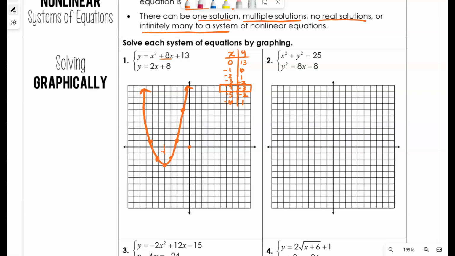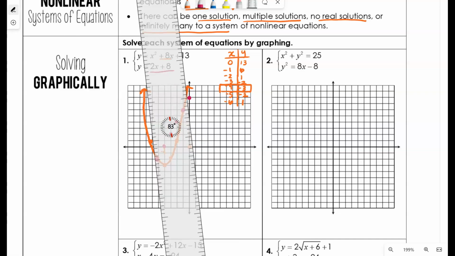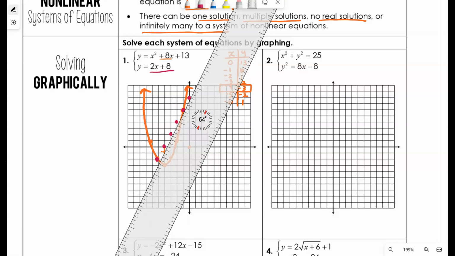Now let's graph. Go ahead and graph 2x plus 8. Now this is linear. We've been doing this for a while. So here's 1, 2, 3, 4, 5, 6, 7, 8. Now that's 2, so we're going to go up and over. So we're going to go 1, 2 over 1. So notice we already have a match there. Go again, 1, 2 over 1. Okay, so we can see where these two are going to end up. So let's go ahead and draw out our line here.